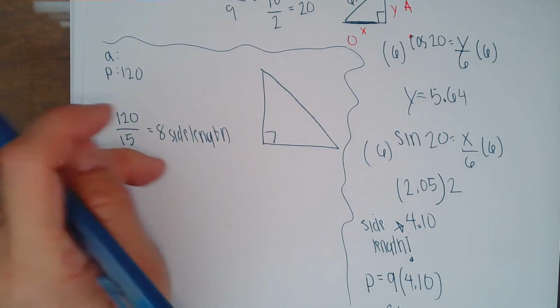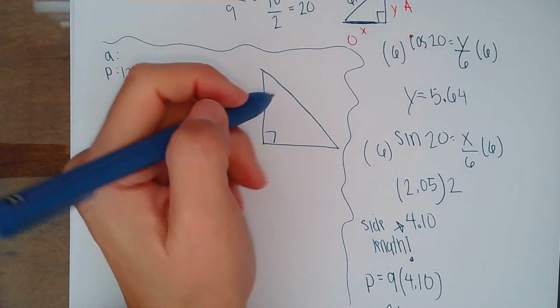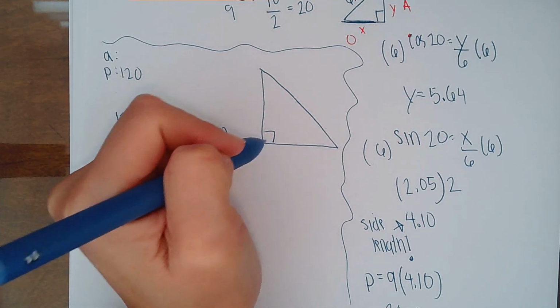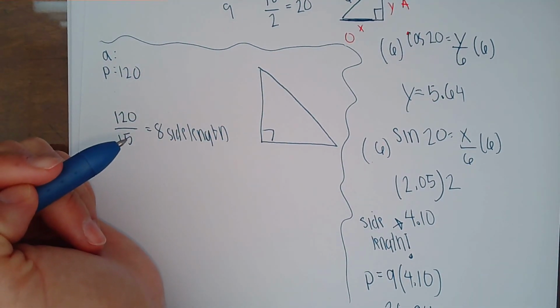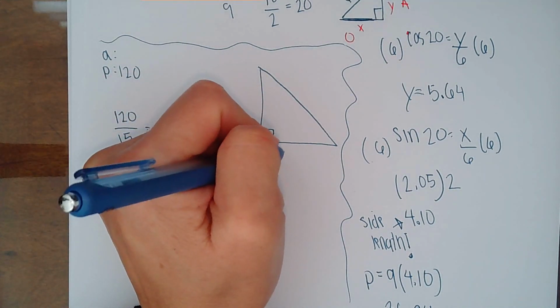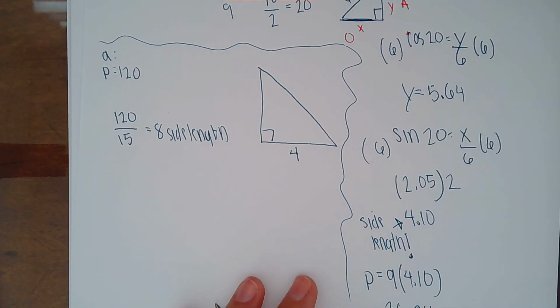So if the whole side is 8, we need to figure out what in the world the apothem is. So this would be 4, right? Because the apothem cuts it in half.